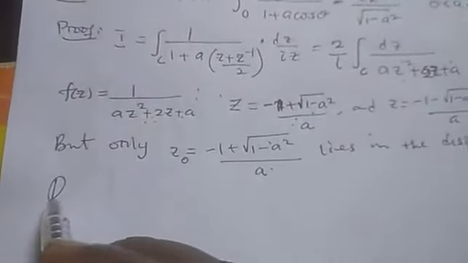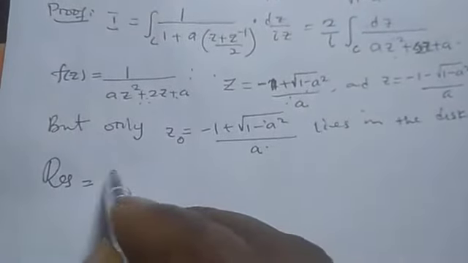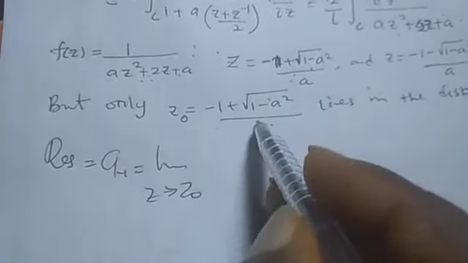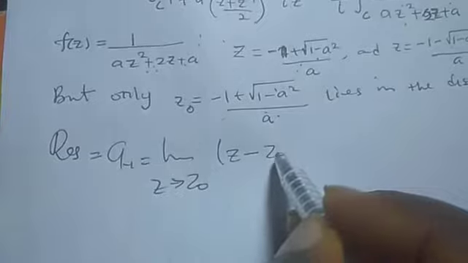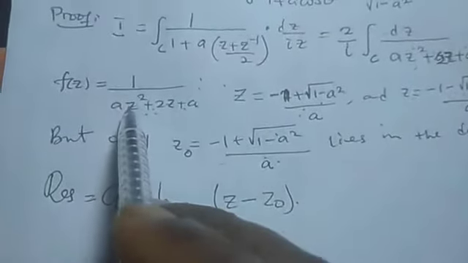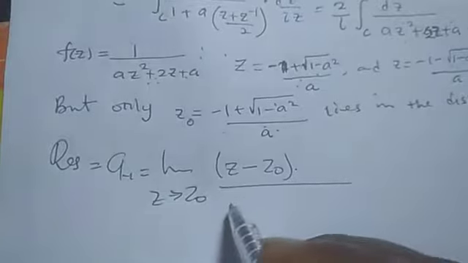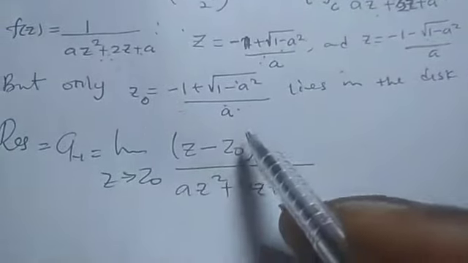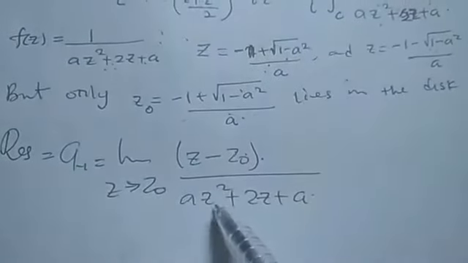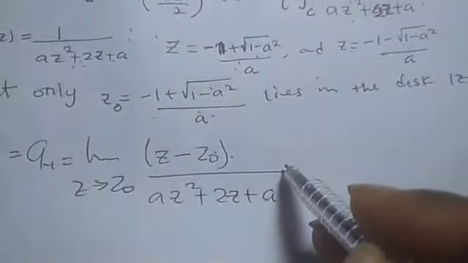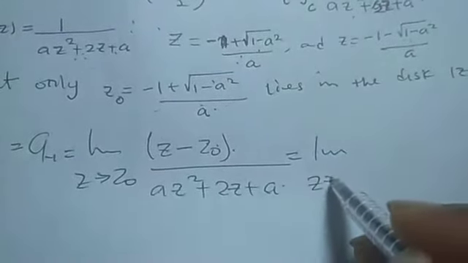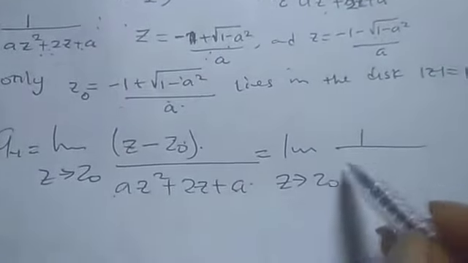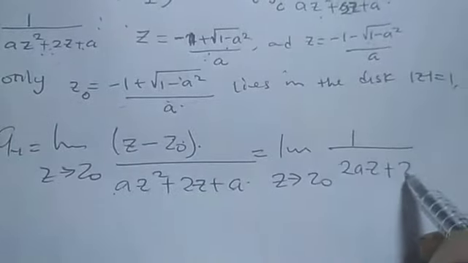Now we find the residue. So the residue at this z naught will be the limit as z tends to z naught. I will not write it because it's long. z minus z naught times f of z. So this is our f of z, and f of z is over az squared plus 2z plus a. So when we substitute z naught here, this will be 0. If you put it here too, it will be 0. That is an indeterminate form. So we apply L'Hospital's rule to it, and we differentiate this. That is 1. We differentiate this. This is 2az, then plus 2.